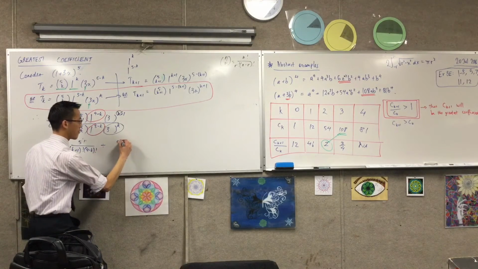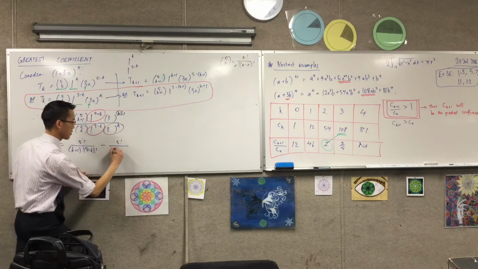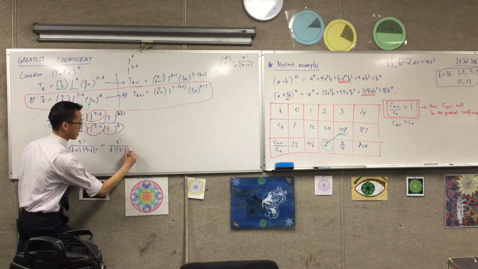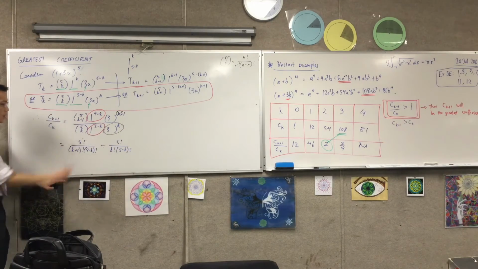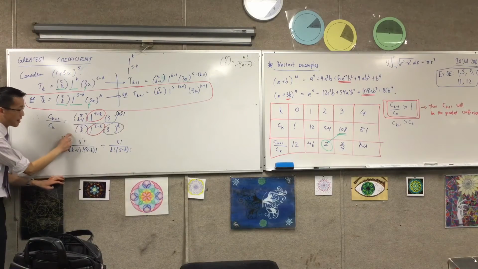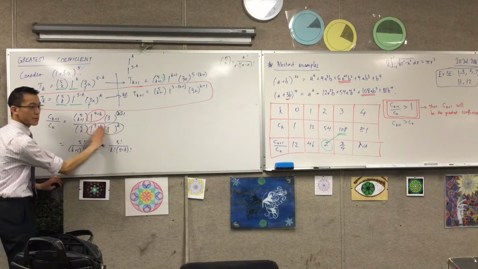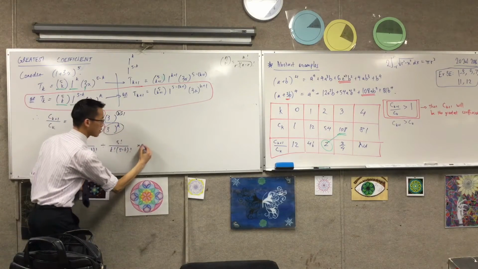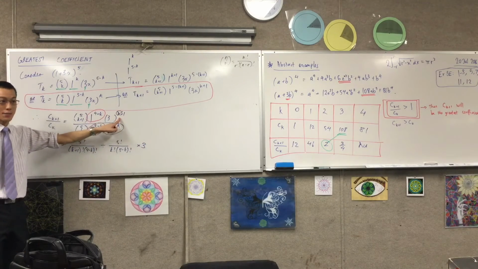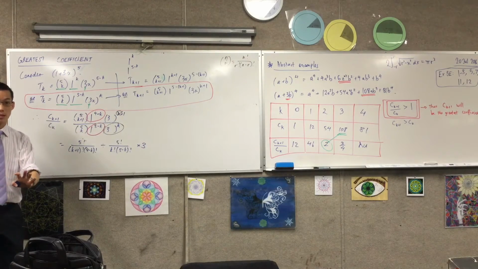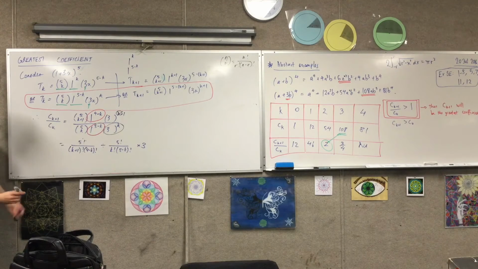So this is 5 factorial on k factorial, 5 minus k factorial. So I've dealt with this, I've divided by this. All of these guys disappeared, and then you multiplied by 3. That's the 3 that's left over. How does it look so far? Making sense? Okay, good. Now, have a look.